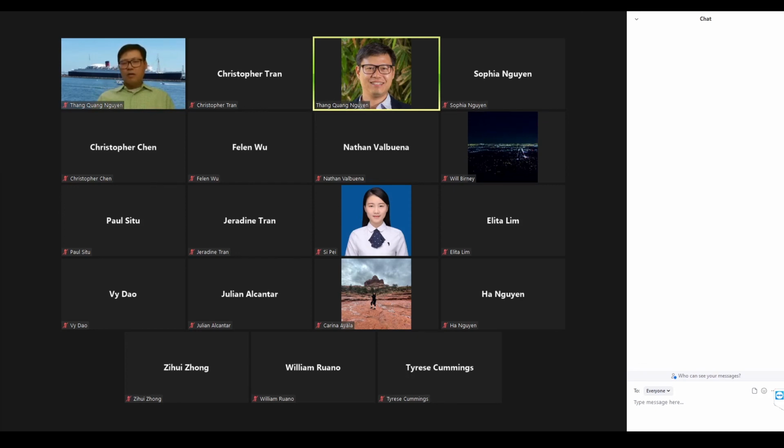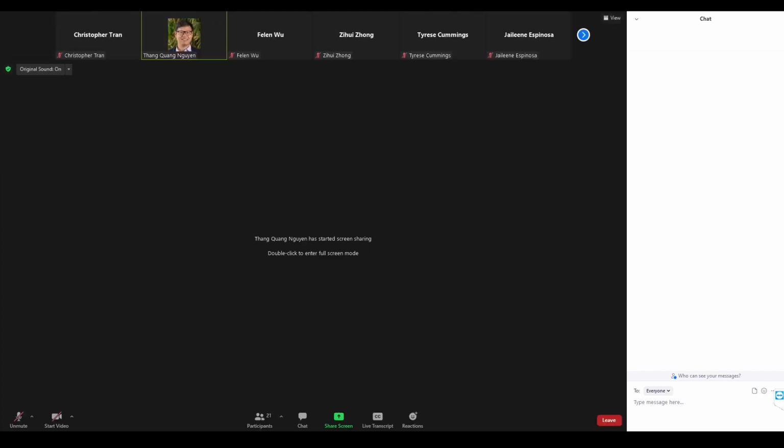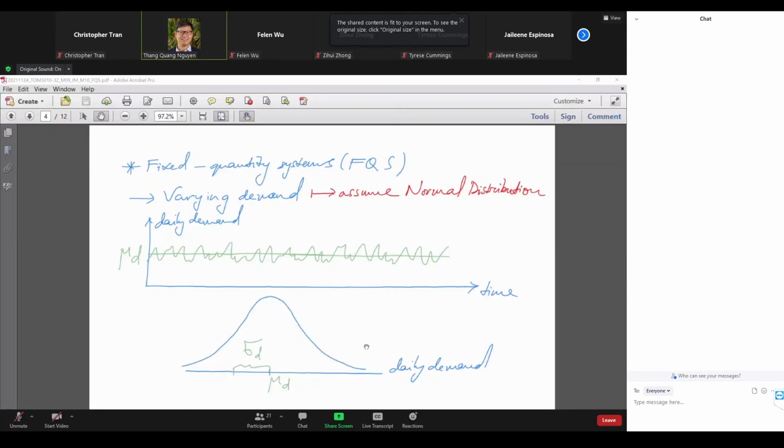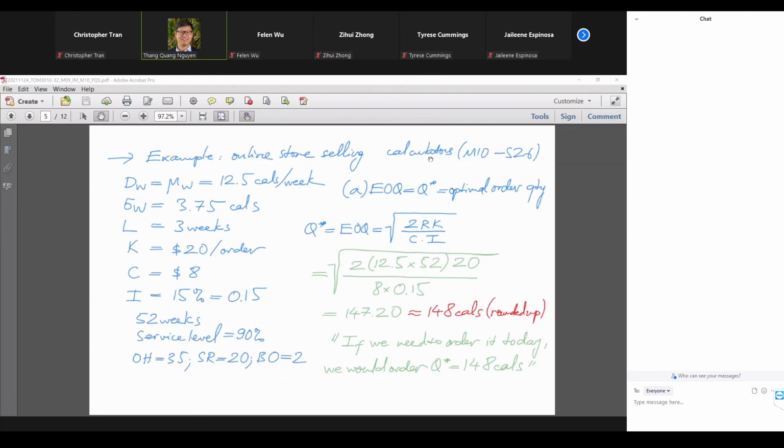Let me go straight to our materials. Last time we did something with the FQS model, right? So let me show you the class notes and then we start from there. Okay, so we started the FQS model last time, and our example is in module 10, slide 26.